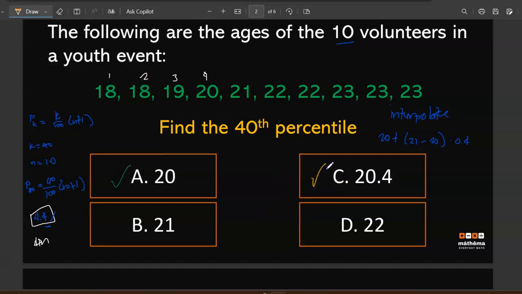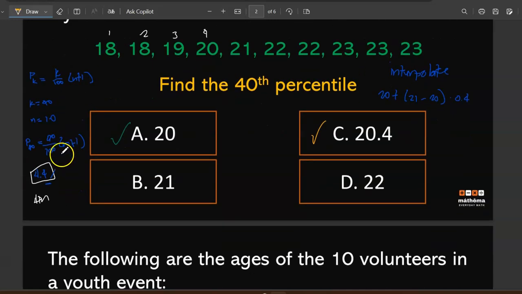So in the traditional approach, our answer is A, but in interpolation, our answer is letter C. Maybe some of you will answer A, some will answer C. You are both correct. It will really depend on the method or approach that you are using. For the rest of the examples, I will be using the traditional approach, meaning I am just going to make use of rounding down and rounding up of numbers.